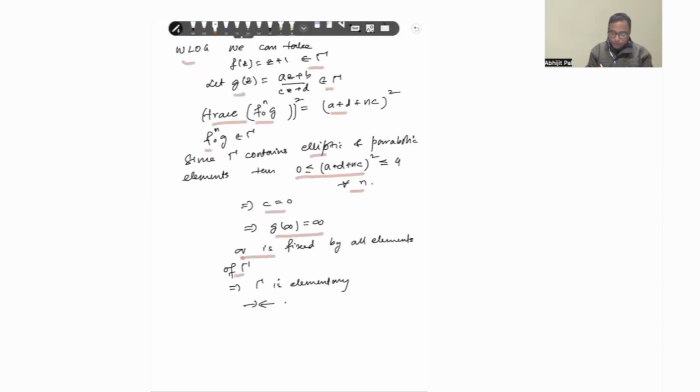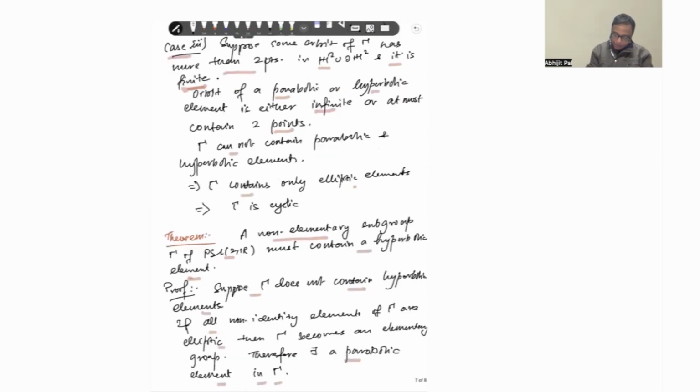And again, this will prove that this gamma is elementary because the orbit of infinity will be just the singleton set infinity. So this is a contradiction. The contradiction is due to the assumption that gamma does not contain any hyperbolic elements. So therefore, a non-elementary subgroup of PSL2R must contain a hyperbolic element. Okay, so I'll stop here.